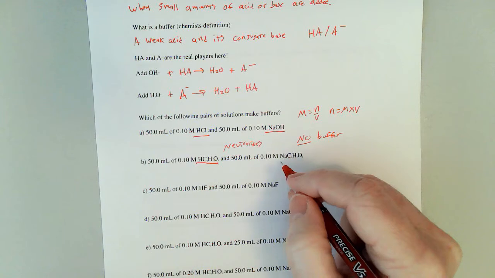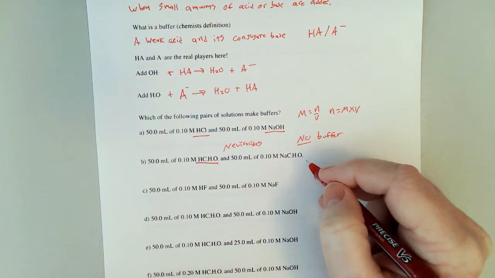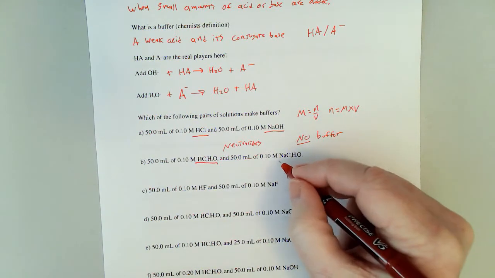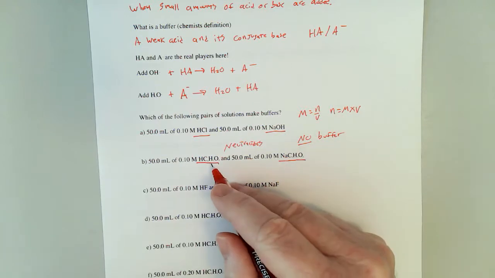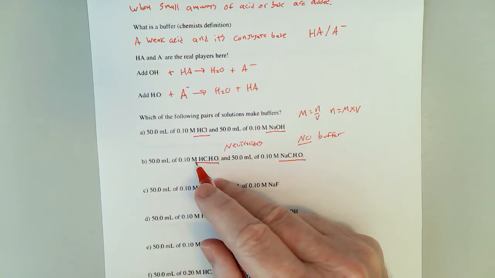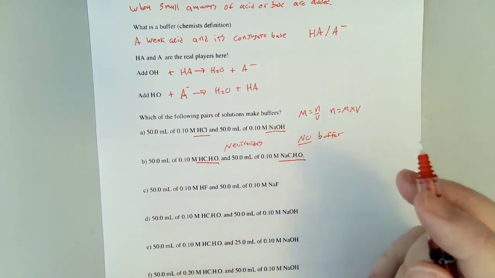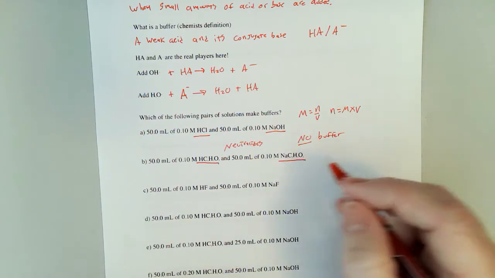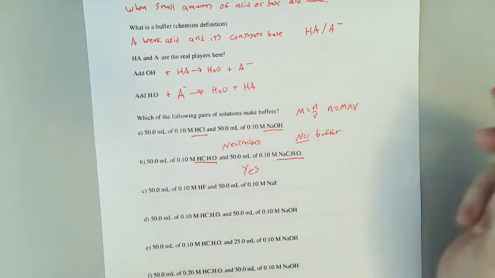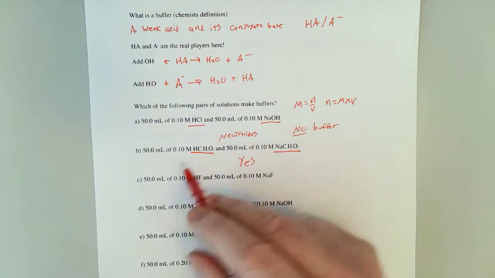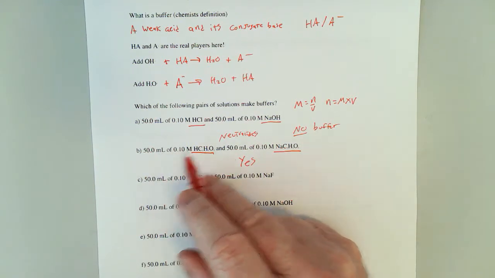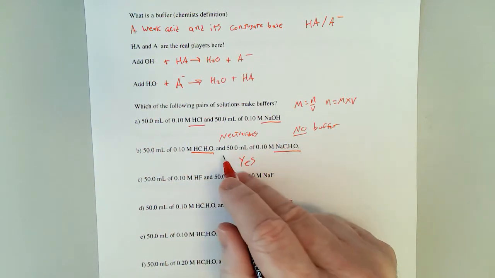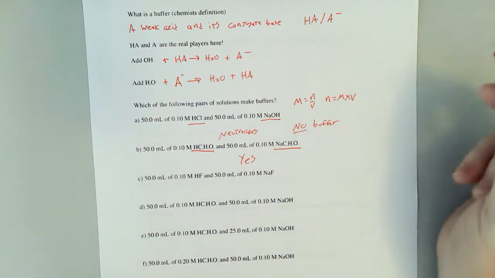So now I have 50 milliliters of 0.1 molar acetic acid, which is a weak acid, and 50.0 milliliters of NaC2H3O2, sodium acetate. Now that is the conjugate base of the weak acid. Took the hydrogen off, just threw a sodium on to keep the charge balance. Okay, yeah, that's a buffer. That's exactly what a buffer is supposed to be. In fact, we have the exact same concentration and volume of each. That's good for a buffer.